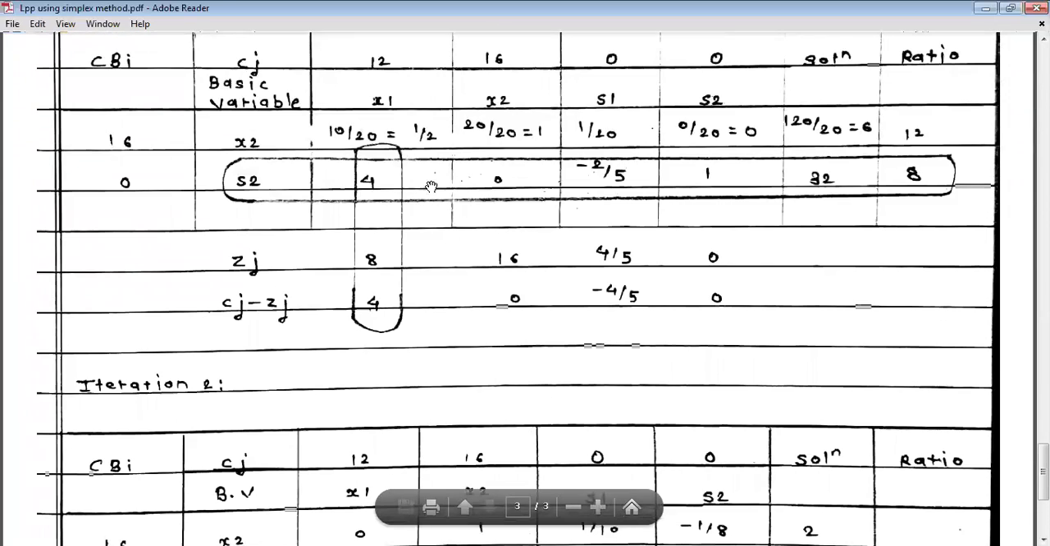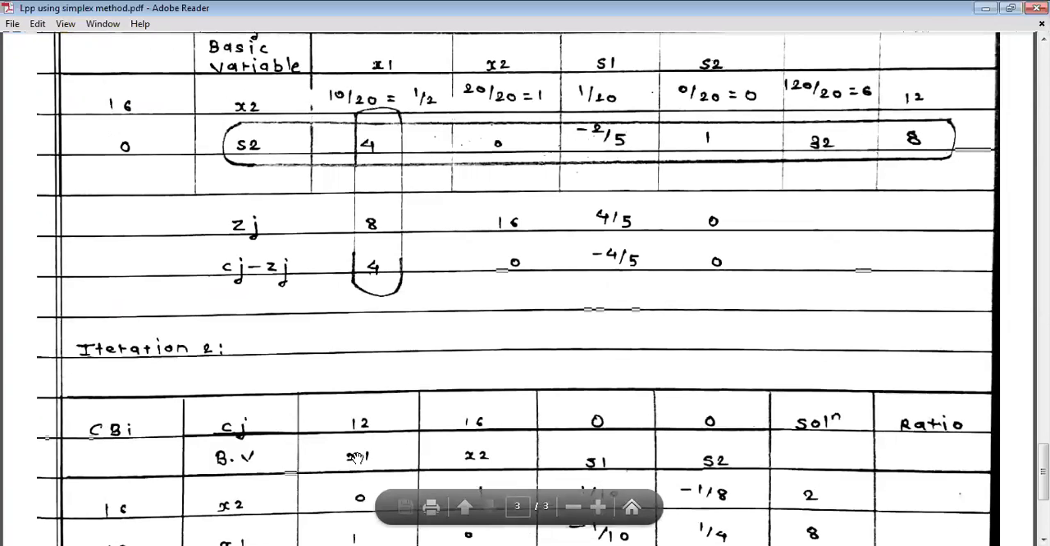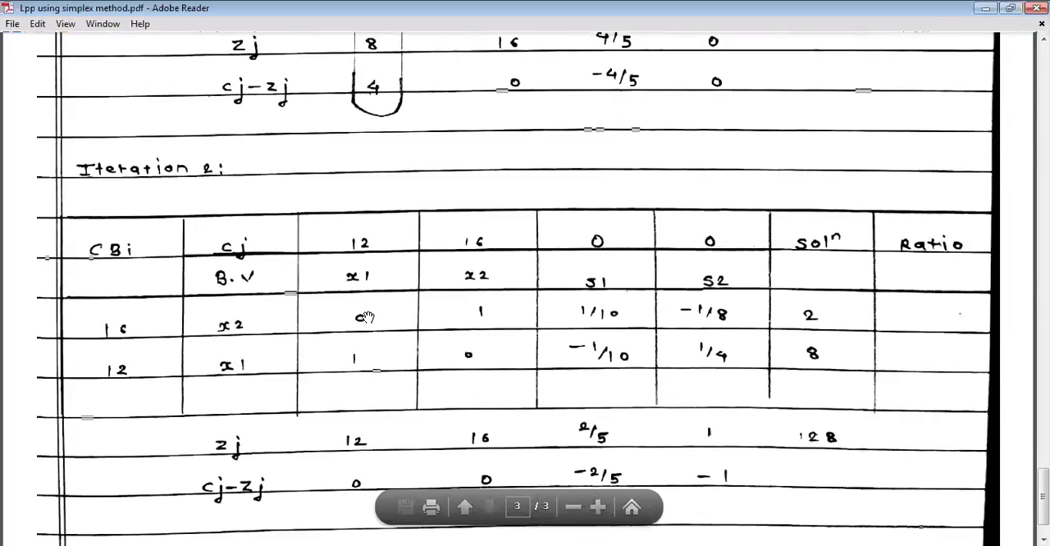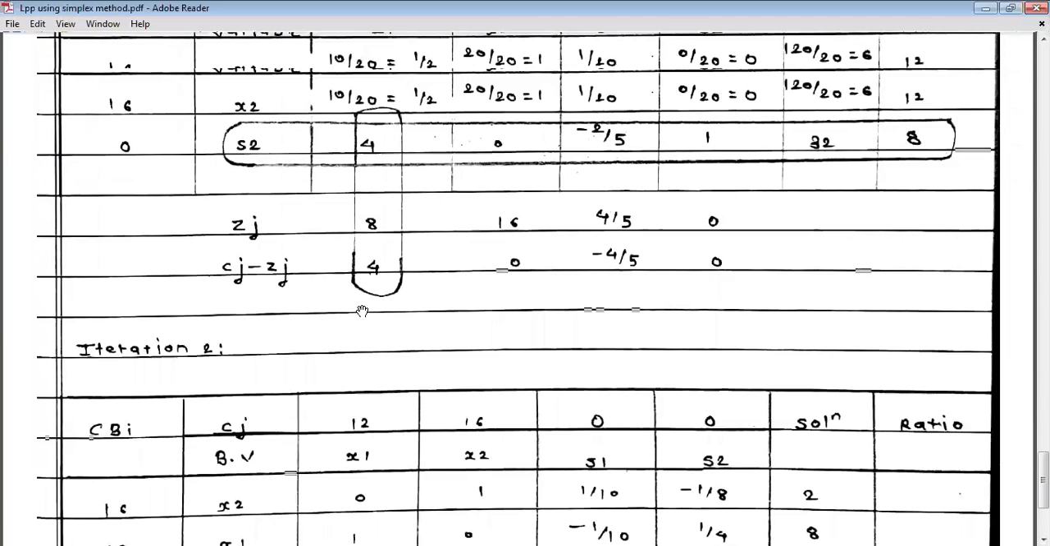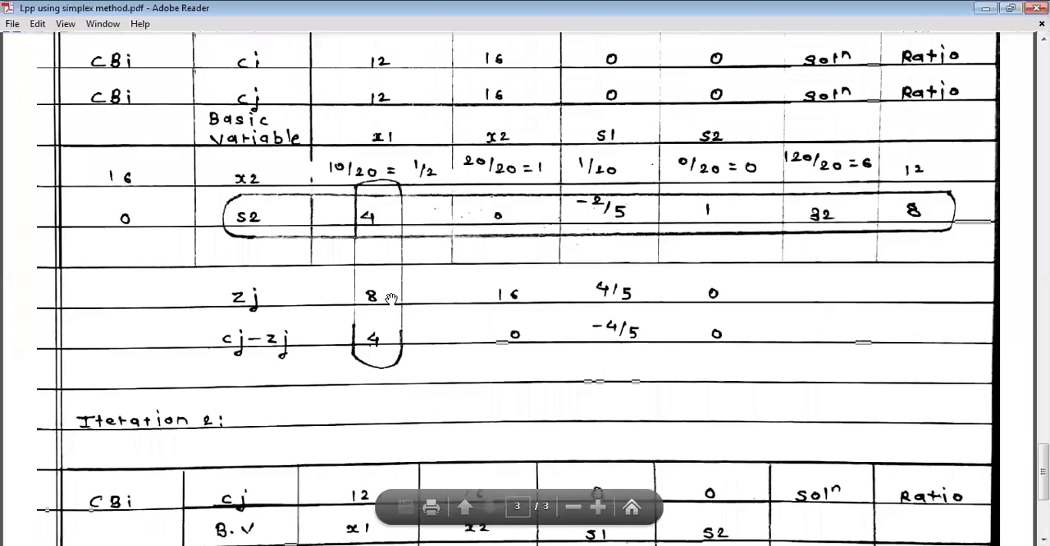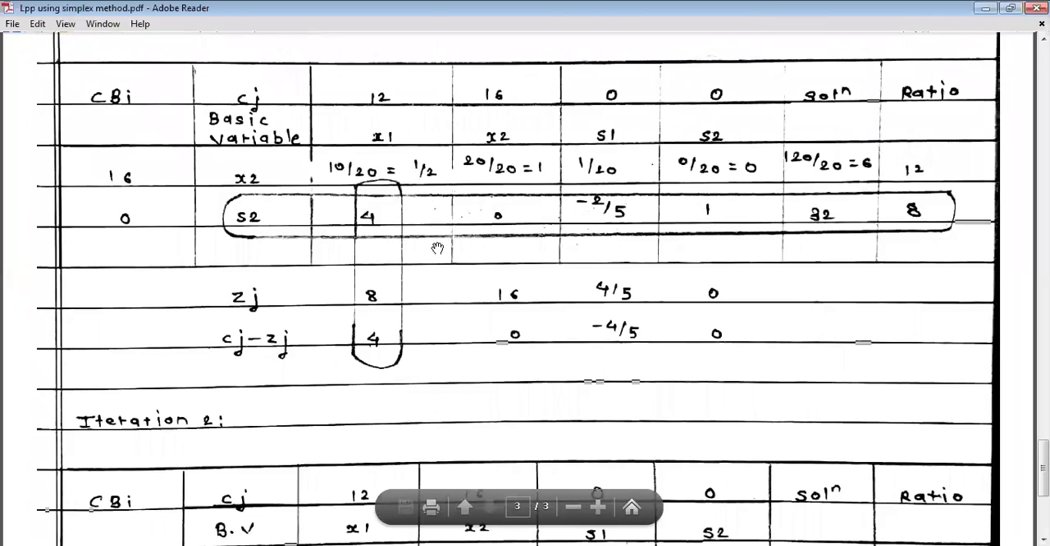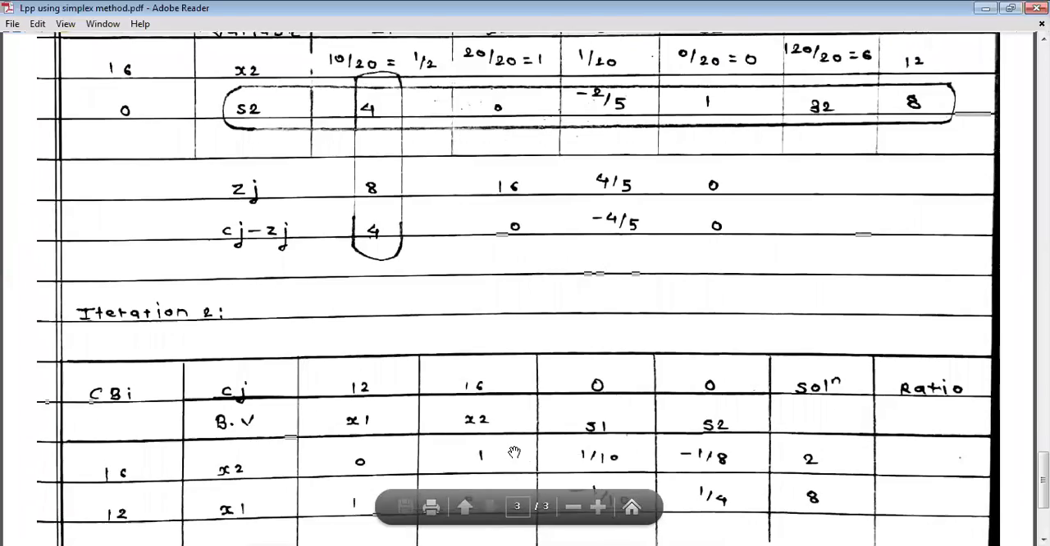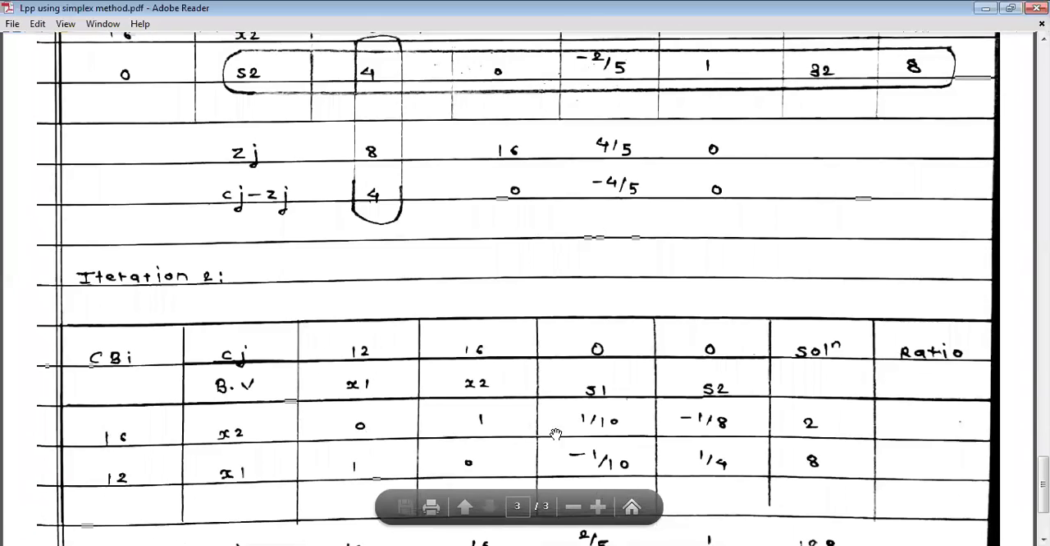Now in order to bring 0 at this place, you have to use new R1. So new R1 is equal to old R2 minus 1 by 2 into new R1. Because here it is 1 by 2, you need to bring it to 0. So we'll be using that formula, and on that basis you'll be calculating these values.